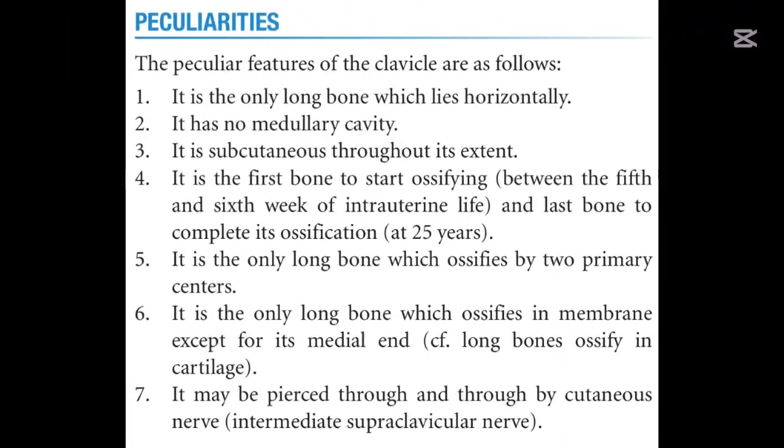Now, what are the peculiarities about the clavicle? Number one, I told you it is the only long bone that is placed horizontally. It has no medullary cavity. So what is the medullary cavity? It means it doesn't have any spongy bone where you can make red blood cells. So it doesn't have any medullary cavity. In your histology, you will study the spongy bone and the compact bone. The compact bone is the hard part that is outside, while the spongy bone is inside.